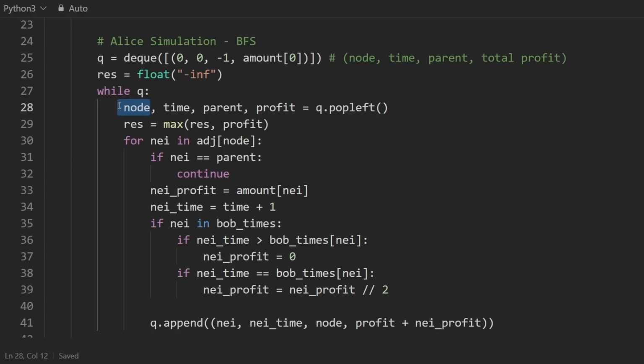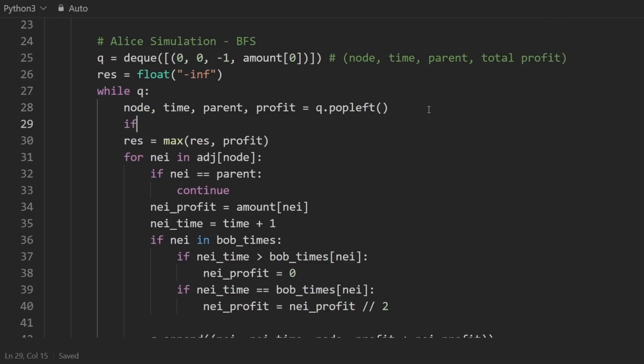Well, what's so special about a leaf node in a tree? Leaf nodes only have one edge connecting them to another node. So maybe I could put an if statement like this: if length of the adjacency list of the current node is equal to 1, it only has one neighbor, so surely it's going to be a leaf node, right? Maybe I could do something like this, but that's not quite correct either, because that would end up including the root node, which is 0. Maybe the root node only has one neighbor as well.